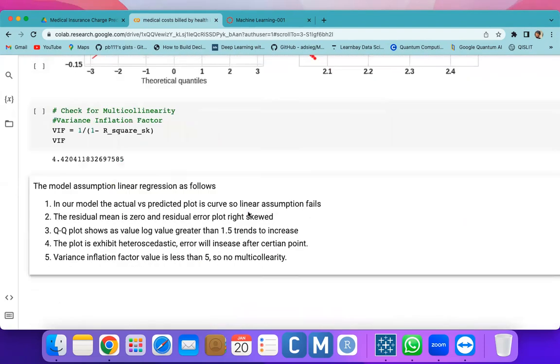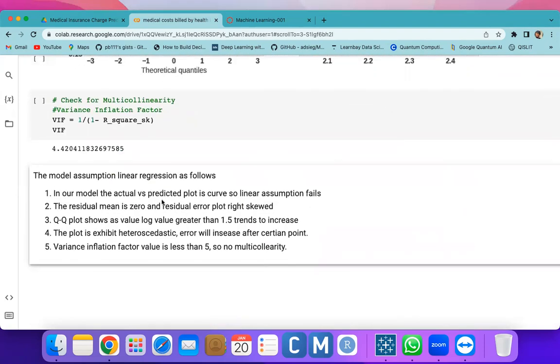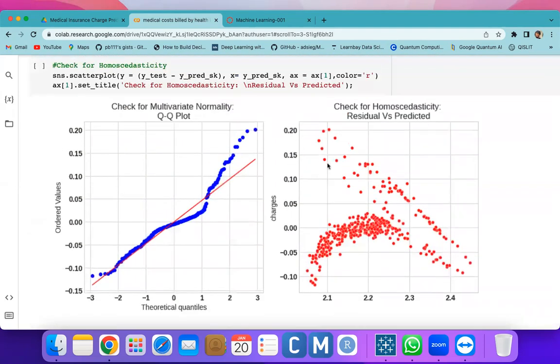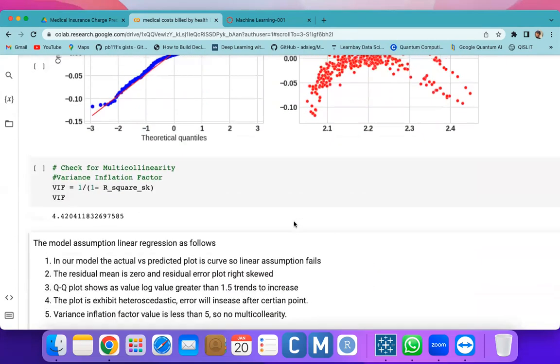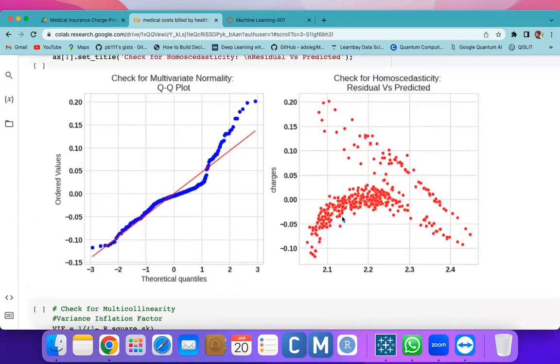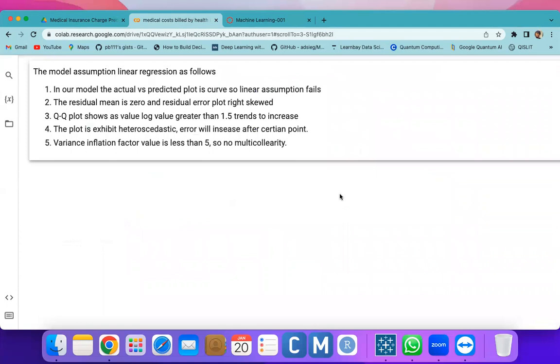So are the assumptions being met or not? The residual error plot is a little bit right skewed, and the QQ plot shows the value trending to increase. The plot exhibits heteroscedasticity. This is not homoscedasticity, it is heteroscedasticity, right? So the error increases after a certain point. See, the error was increasing, whereas the error should be constant.